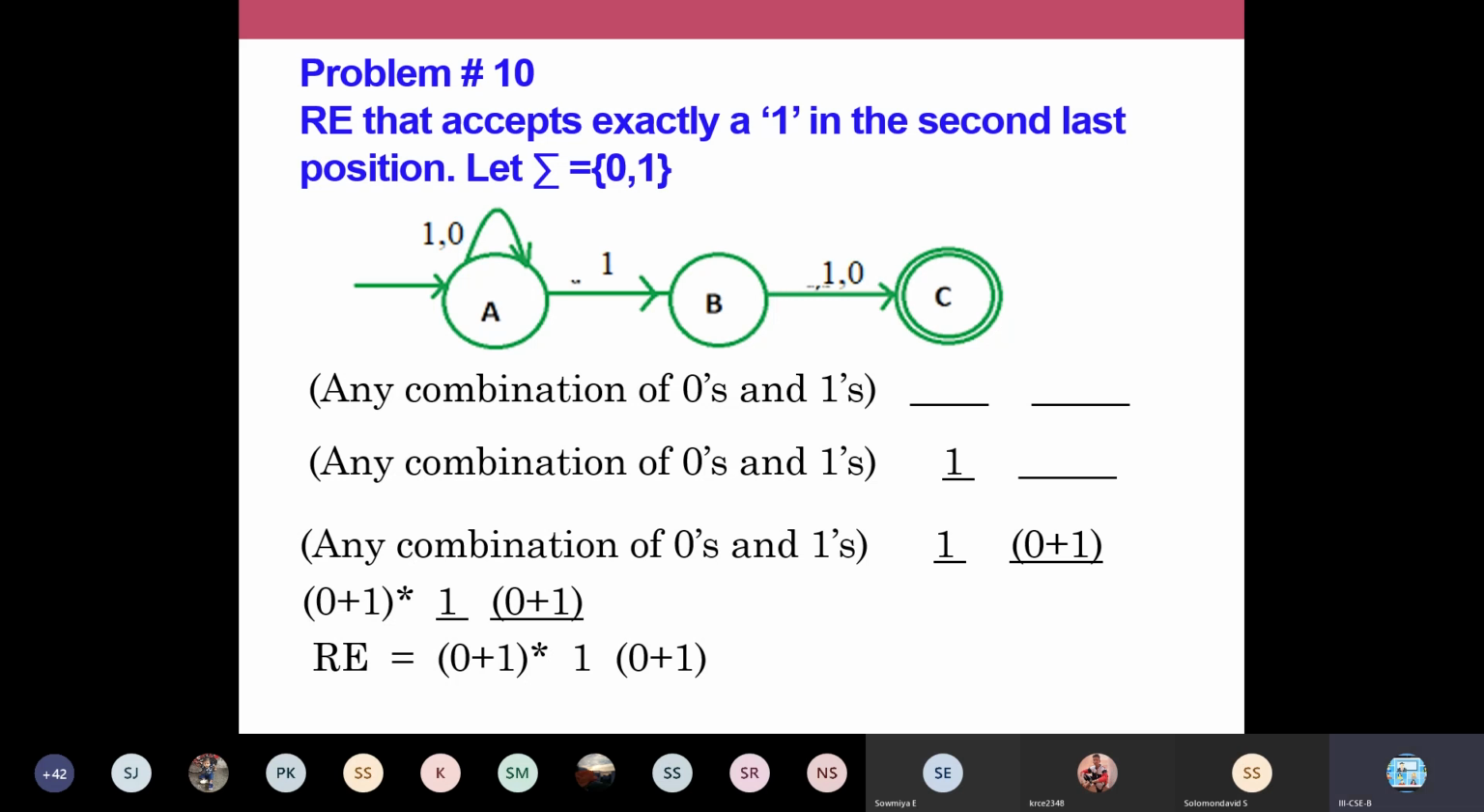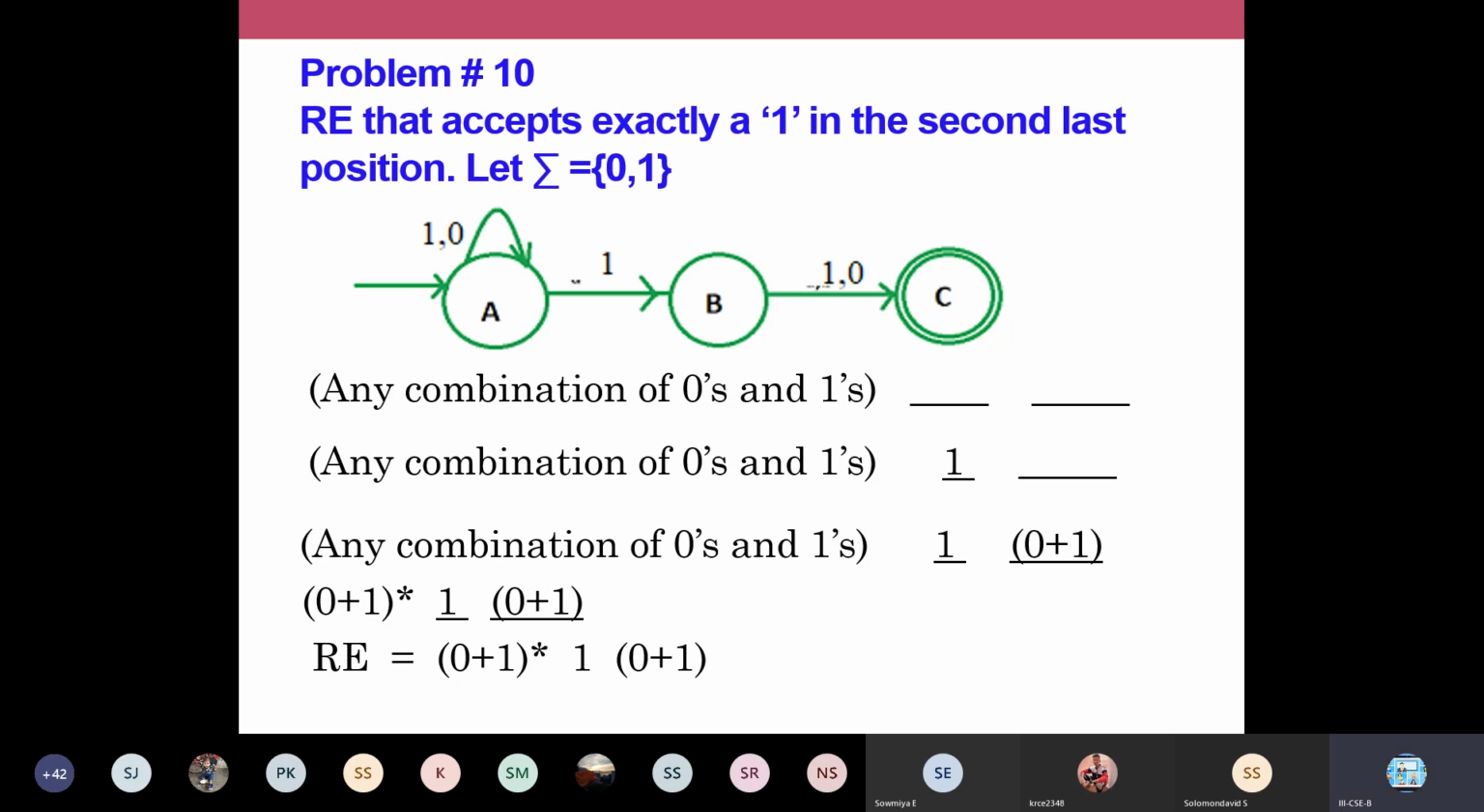With that, can you write the regular expression? You can try. The first part will be all combinations. I have split the regular expression into 3 parts. The first part will have any combination of zeros and ones, the second part is going to be the single 1, and the third part we are going to have either a 0 or 1. Either a 0 or 1 can be written using the regular expression 0+1. I have written this as 0+1 here.